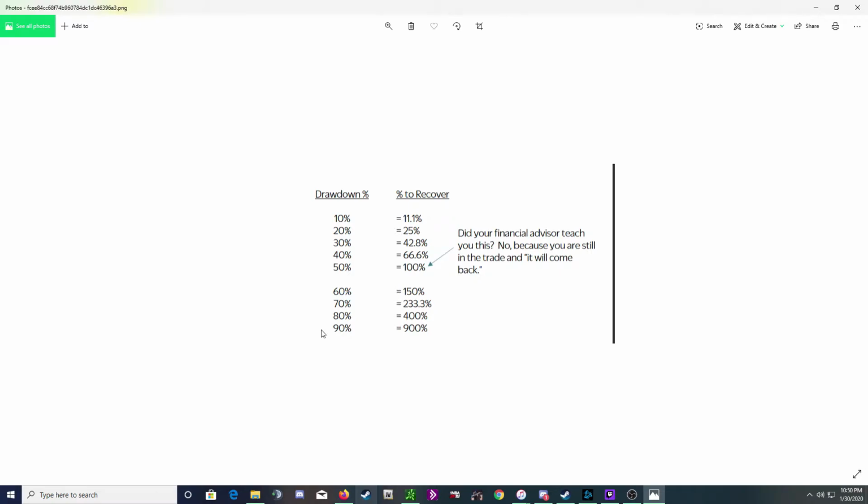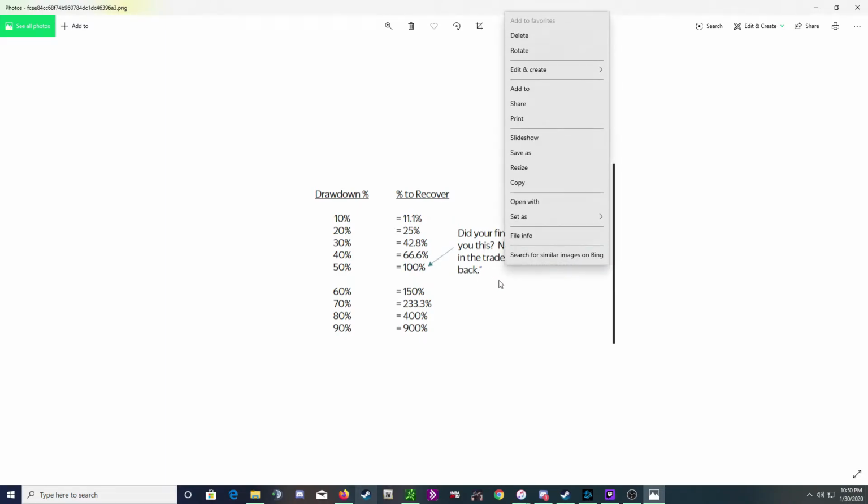Let's be honest, we don't want to be trading like that. That's going to take us a lot of trades to make that 900% back, and we don't want to be doing that, correct? And then right here it says, did your financial advisor teach you this? No, because you're still in the trade, and it will come back.